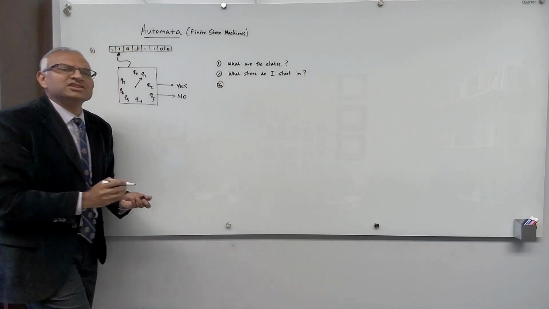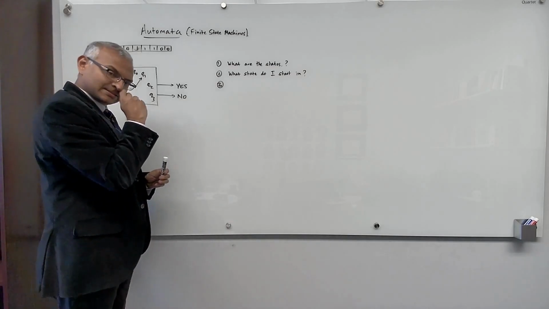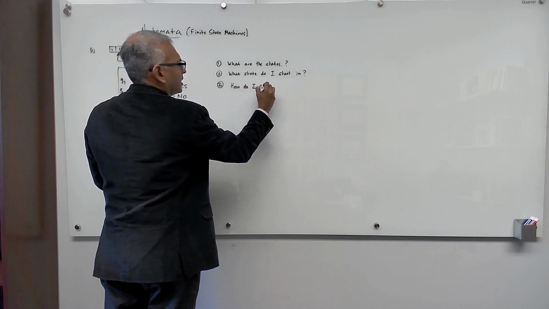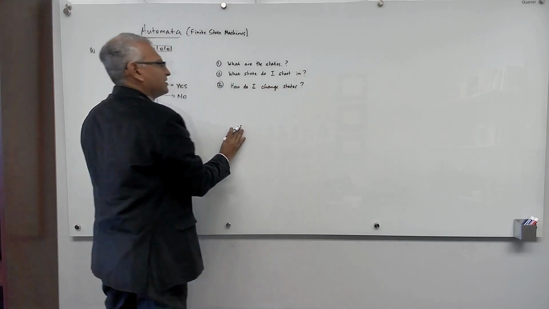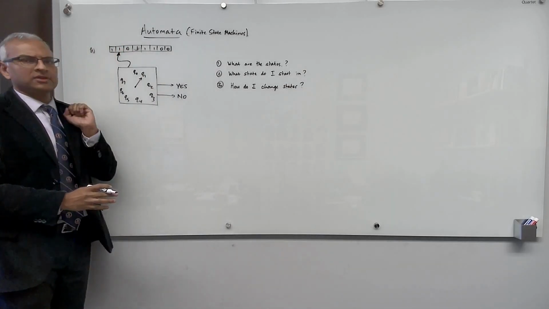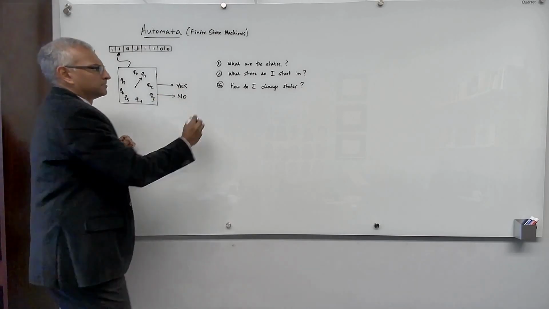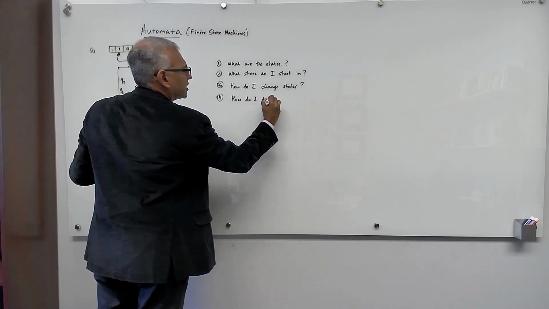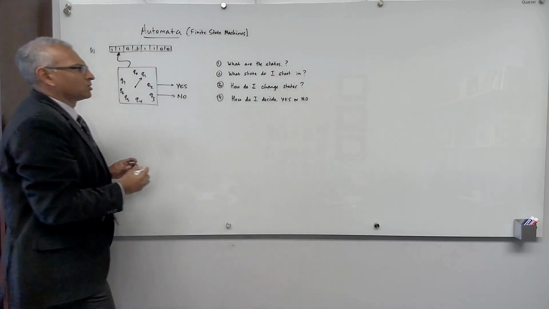Okay. What are my instructions? So how do I move around? How do I change states depending on the bits that I see? Okay. How do I change states? And then, once I'm done with the input string, once there are no more bits, okay, how do I decide yes or no? How do I decide yes or no? So let's discuss all of these things.